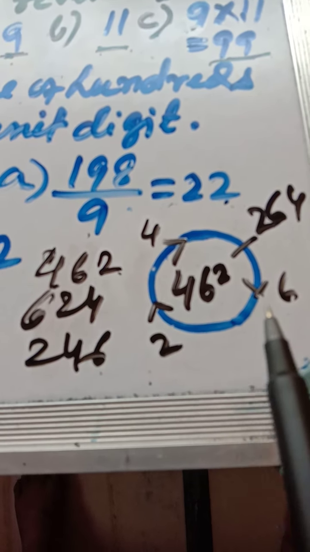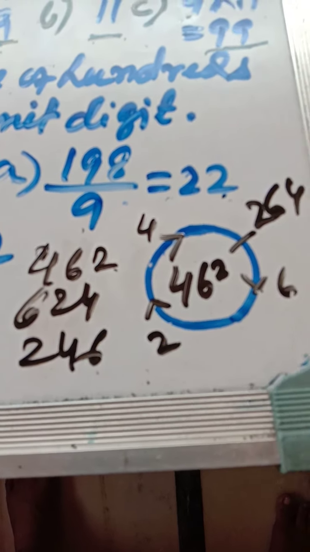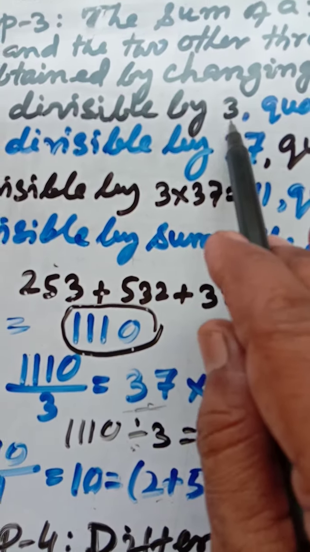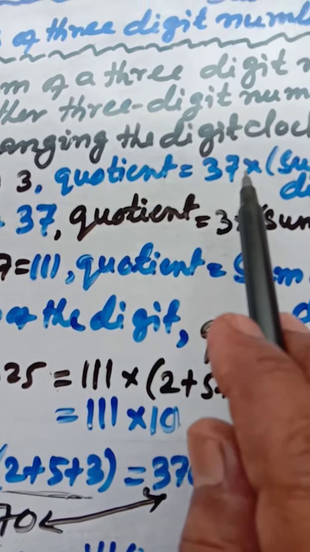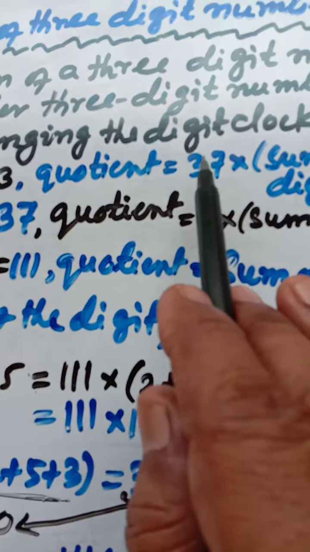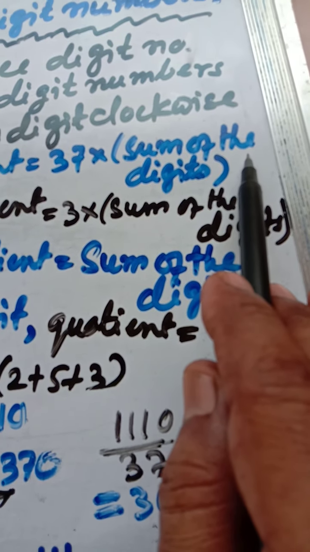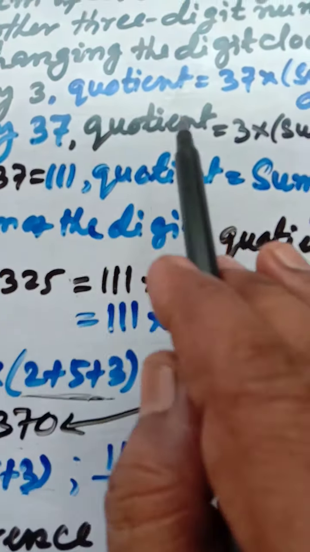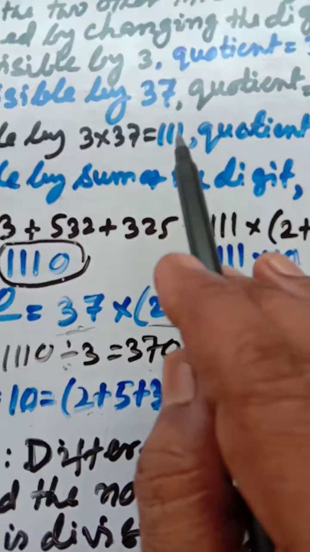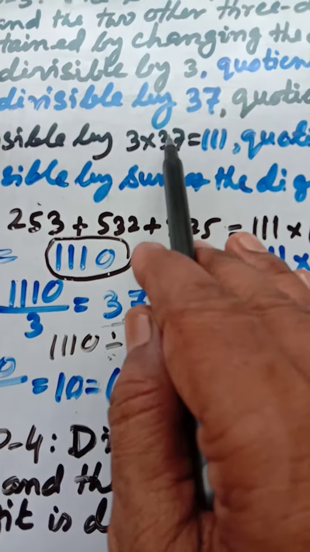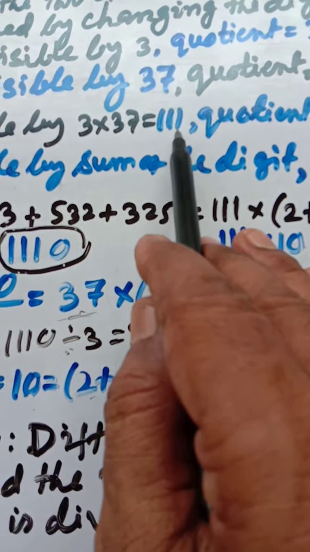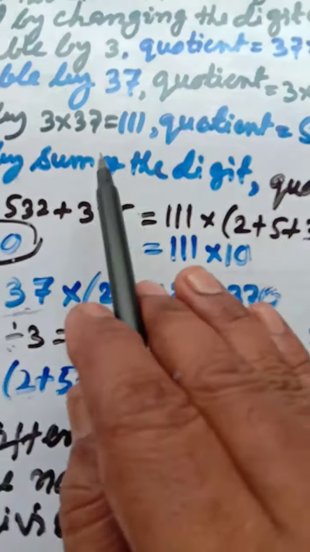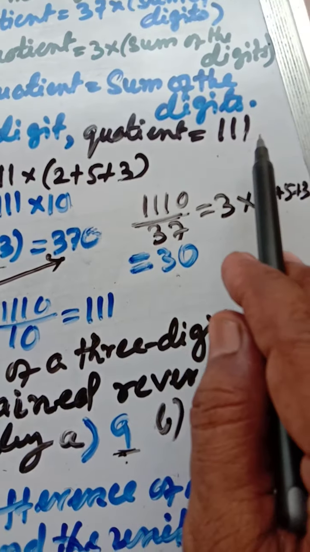If the digit changing forms two other three-digit numbers, the summation of those three will always be divisible by 3, and the quotient will be 37 into the sum of the digits. When it is divisible by 37, the quotient will be 3 into the sum of the digits. When it is divisible by 3 into 37, that is 111, the quotient will be the sum of the digits. When it is divided by the sum of the digits, the quotient will be 111.